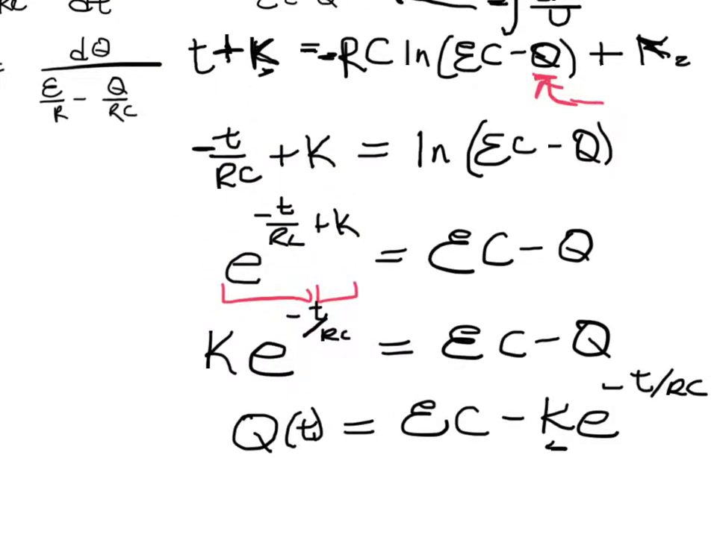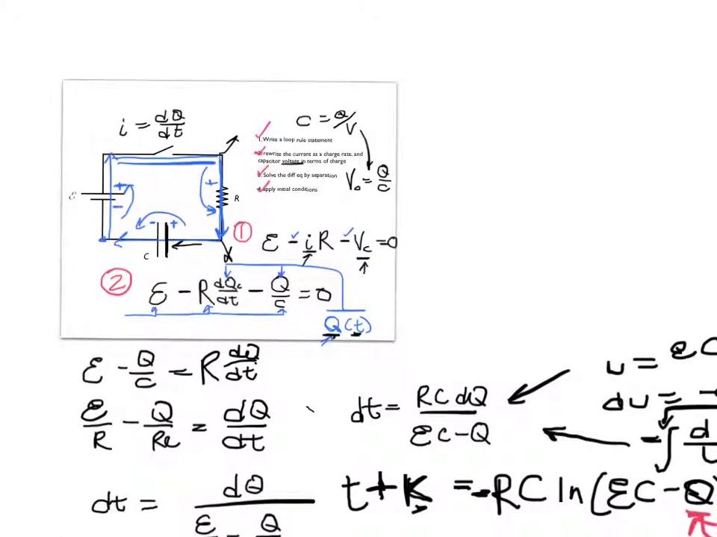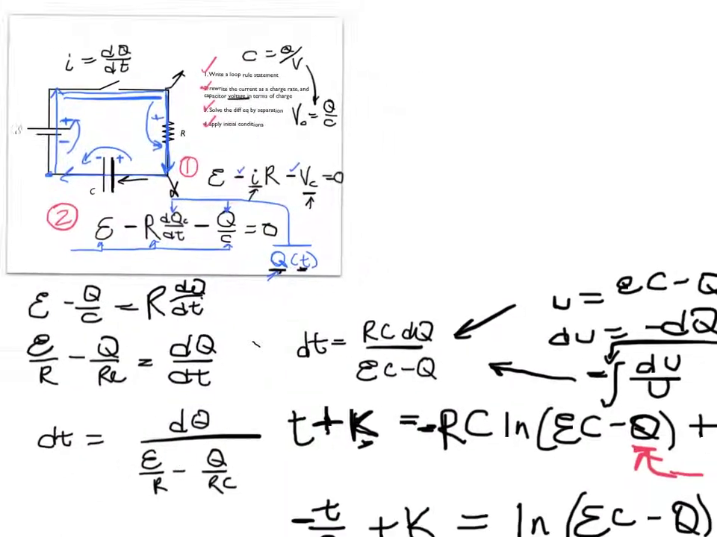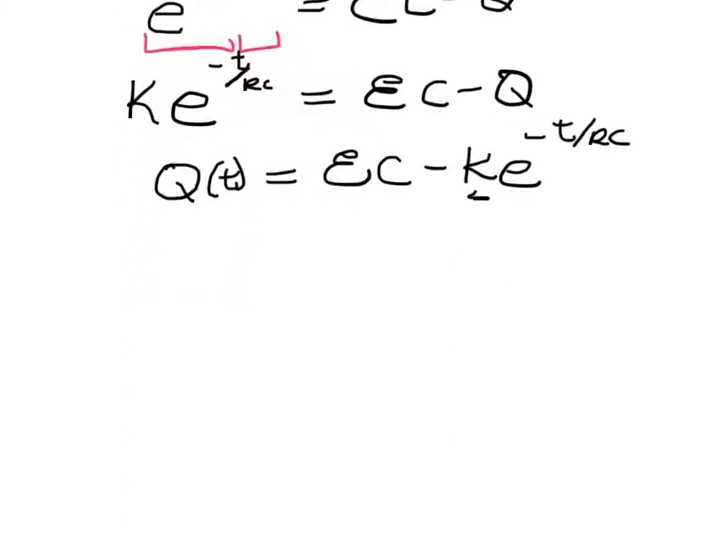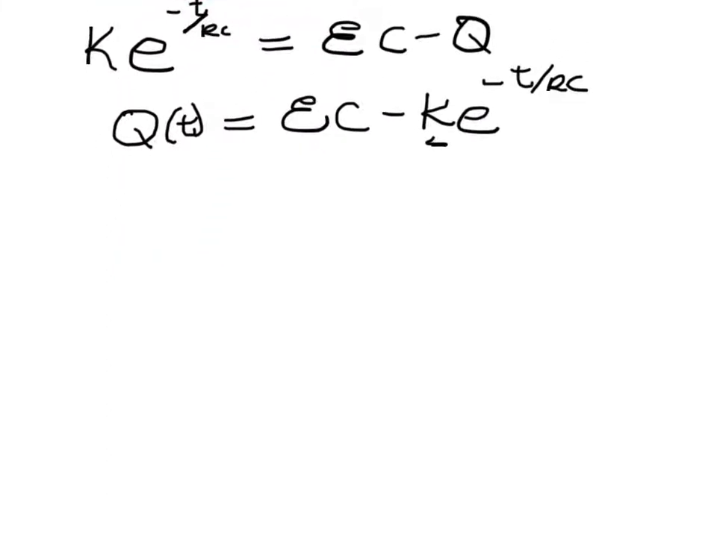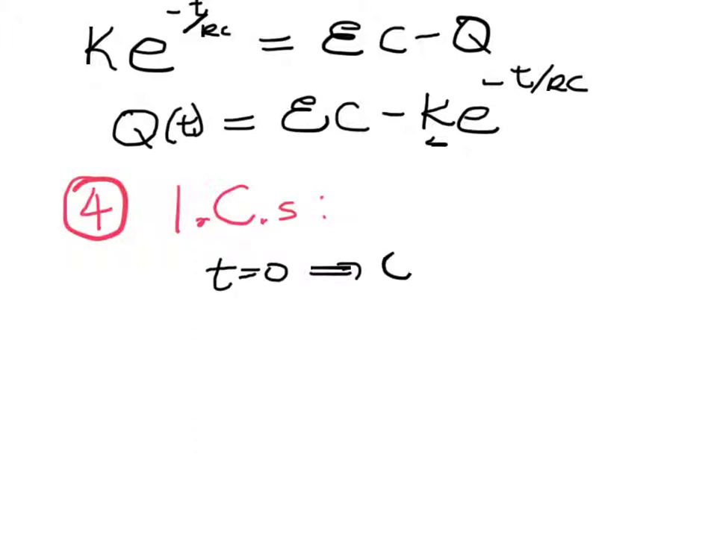Wait a minute, isn't there a last step? What was that last step? Apply initial conditions. So we're going to apply the initial conditions. And let's remember that the initial conditions, step 4, say that when the time is equal to 0, the charge is equal to 0. And so we're going to plug that into this guy here.